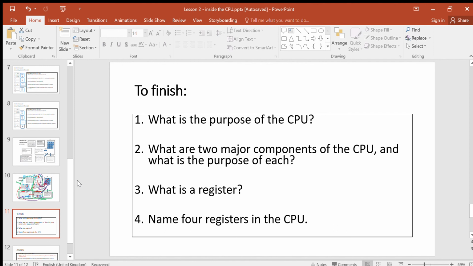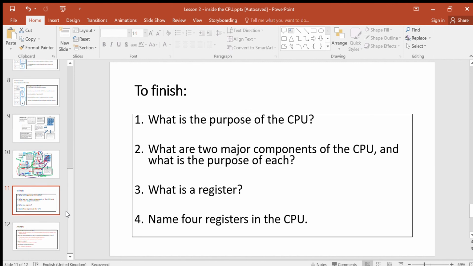So your 4 questions today are: Question 1, what is the purpose of the CPU? Question 2, what are the 2 major components of the CPU and what is the purpose of each? Number 3, what is a register? And question 4, can you name 4 registers in the CPU? I'm going to move on to the answers now, so if you haven't paused the video yet, do so now.